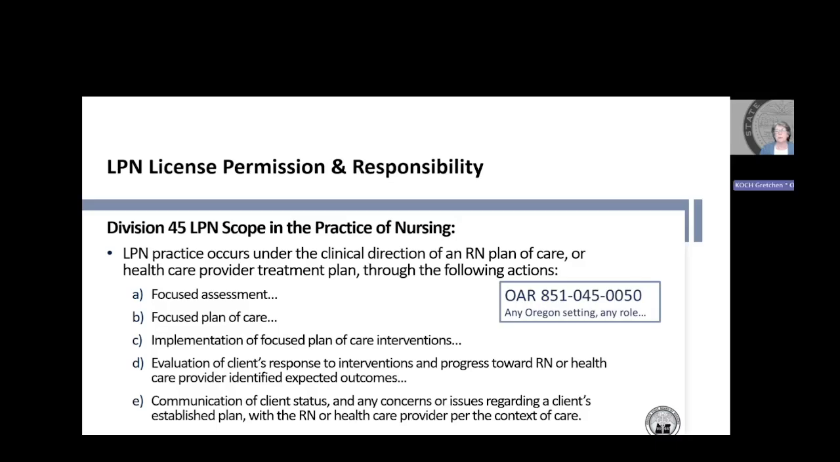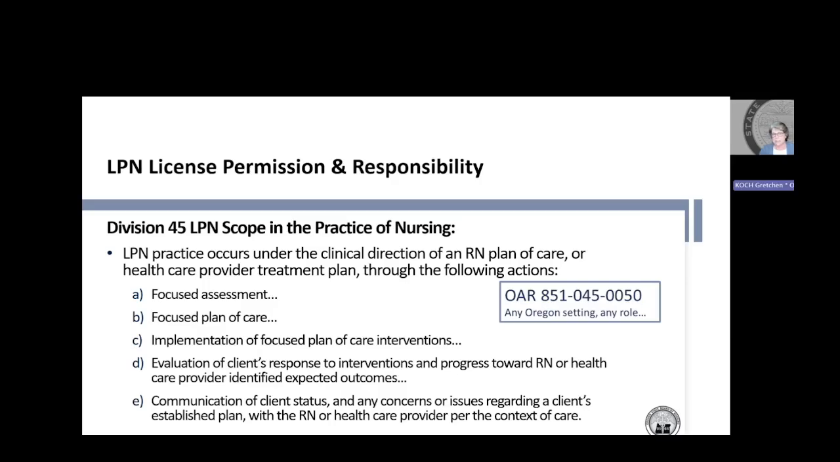Division 45 is also where the board establishes scope in the practice of practical nursing and the minimum expected actions and behaviors of all LPNs in an Oregon setting and role. LPN licensure grants a clinically directed practice of nursing. So this means the practice of practical nursing is permitted to occur only at the clinical direction of an RN's plan of care or at the clinical direction of a healthcare provider's treatment plan. And if you're unsure about who the healthcare provider definition covers, please access Division 6 because it's a long list of providers. So let's put these operational standards to practice here.